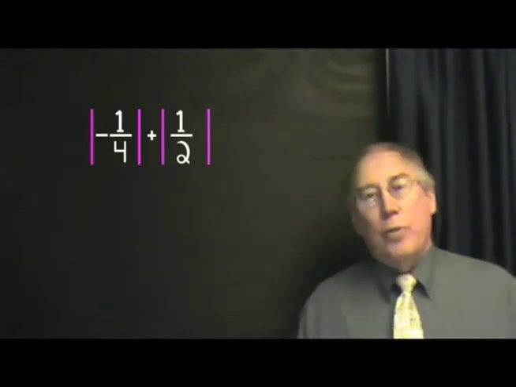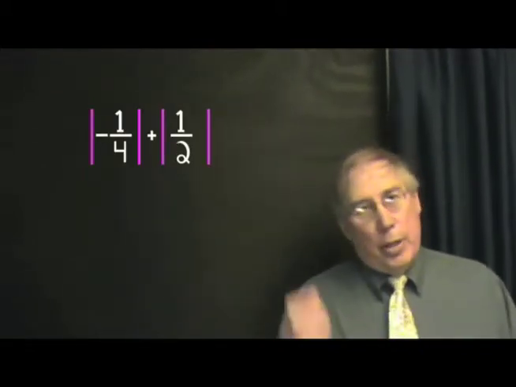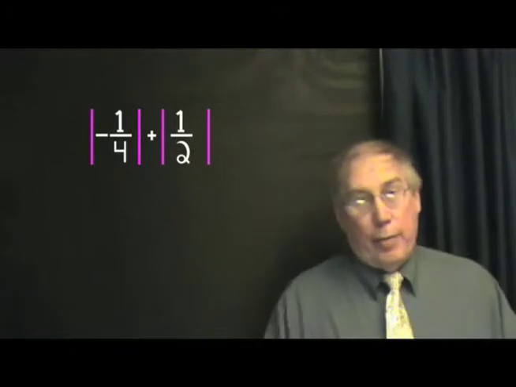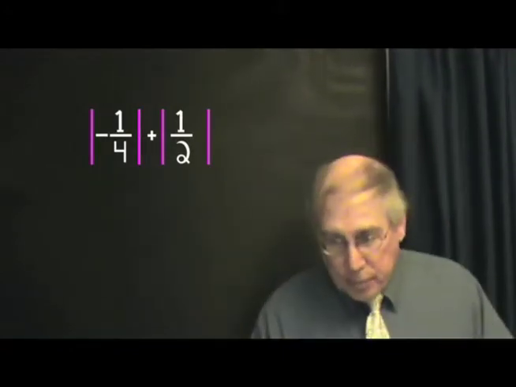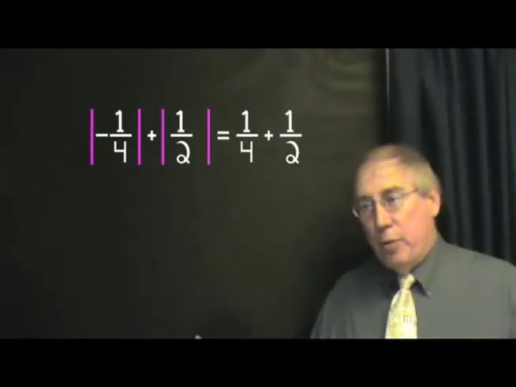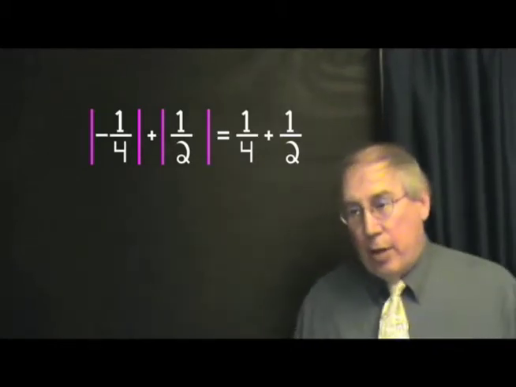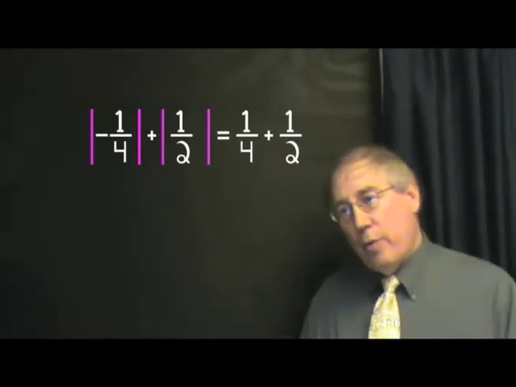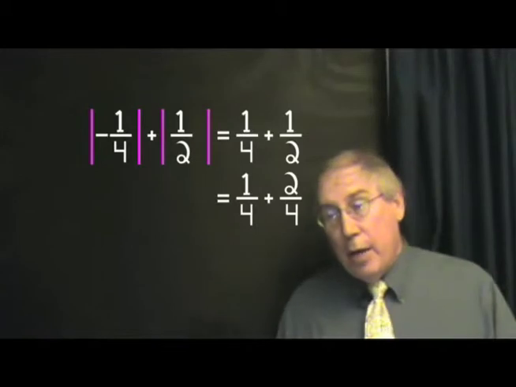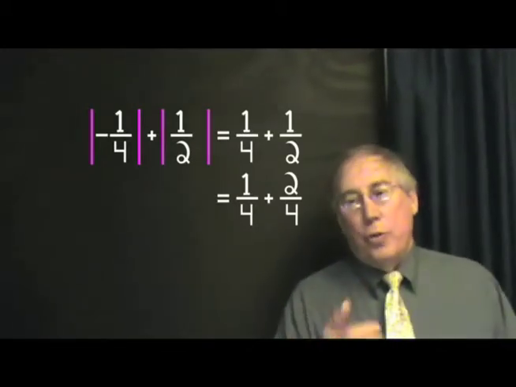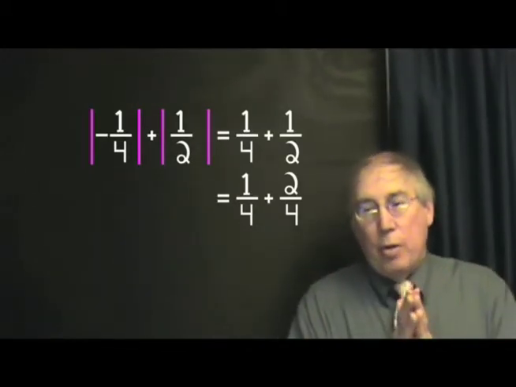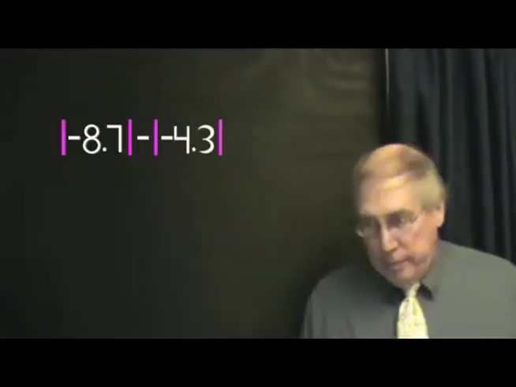Now, how about the absolute value of negative 1/4 plus the absolute value of 1/2? We're doing fractions this time. Well, we take the absolute value of each one of them, and the absolute value of negative 1/4 is 1/4. The absolute value of 1/2 is 1/2. Now, 1/2 is just 2/4, so then we can add that to the 1/4, and we'll get 3/4.